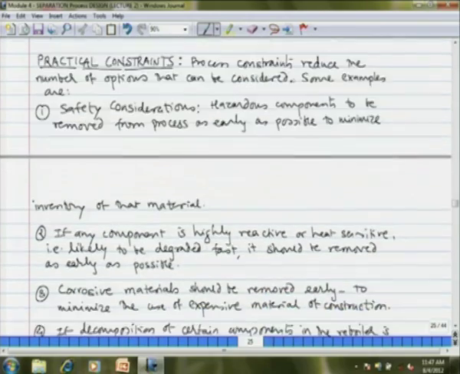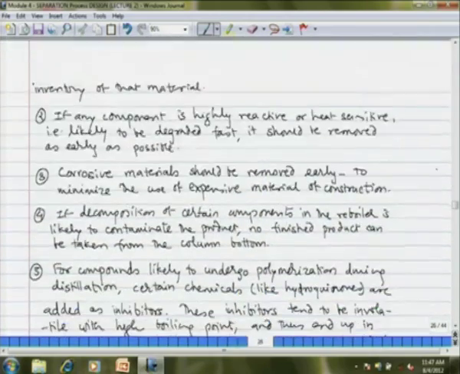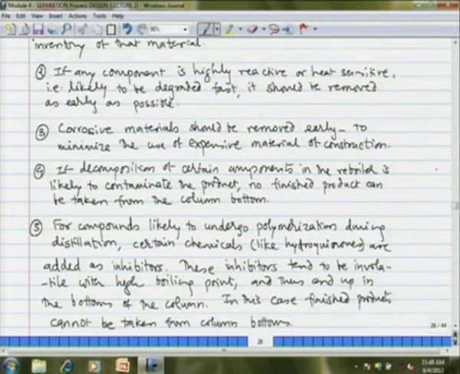Then, if any component is highly reactive or heat sensitive or likely to be degraded fast with heat, then it should be removed as soon as possible. So, try to get that sequence which takes off that particular material in the first or second column itself. Then, third is corrosive material. These need to be removed early, because when we talked of sequence, we never talked of the material of construction or other details. Now, A, B, C, D, E all together may not have the same properties. For example, if component E is highly corrosive.